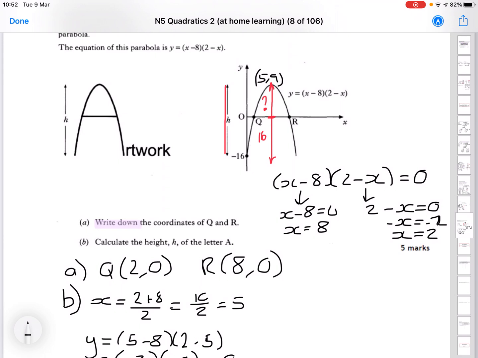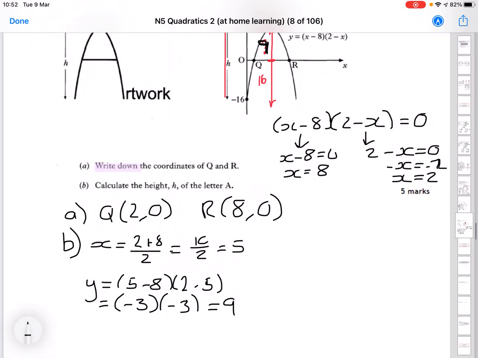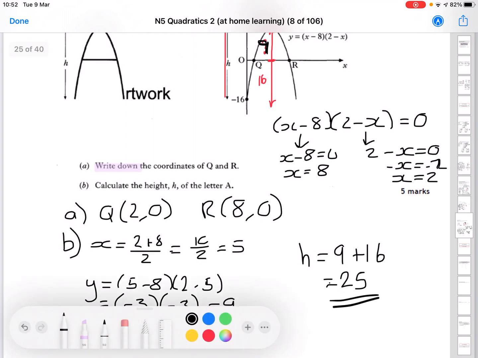So what that means is that the section between the top of the parabola and the x-axis is 9 units. So all you need to do is write out your height. Your height is going to be 9 plus 16, so 25 in total.